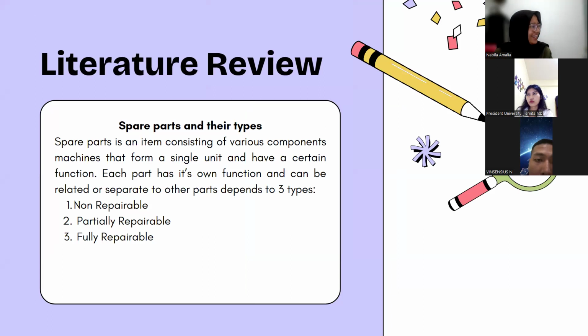To review, spare parts and their types. Spare parts are items consisting of various machine components from a single unit and have a certain function. Each part has its own function and can be repaired depending on three types: number one, non-repairable; number two, partially repairable; number three, fully repairable.